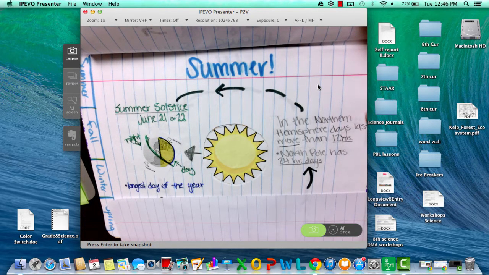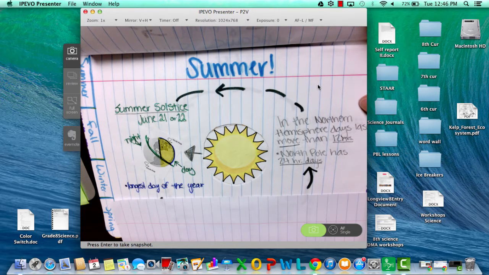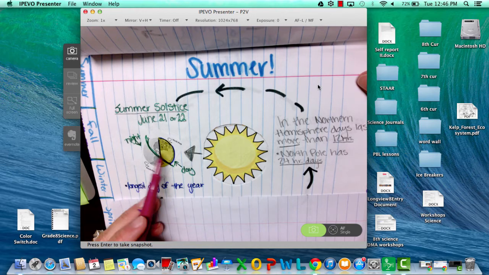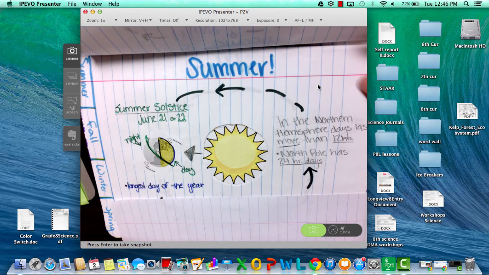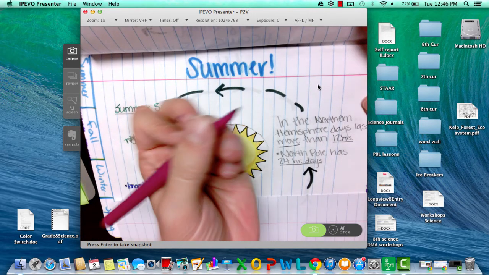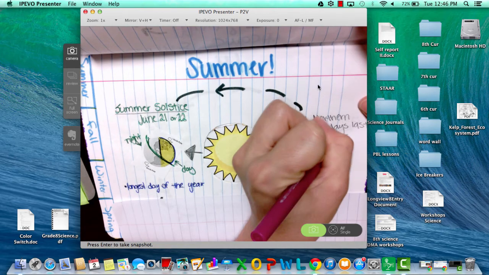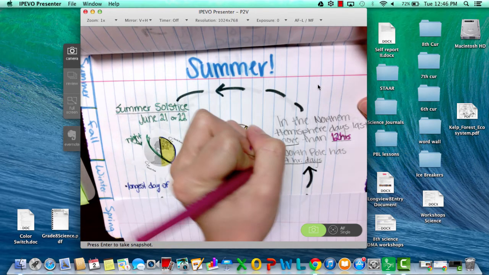Okay, and what also is pretty cool is that in the northern hemisphere, days last more than 12 hours, because you can see that these two halves right here are not equal. So in the northern hemisphere, days last more than 12 hours.